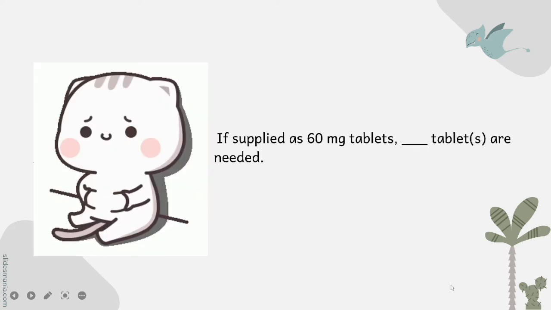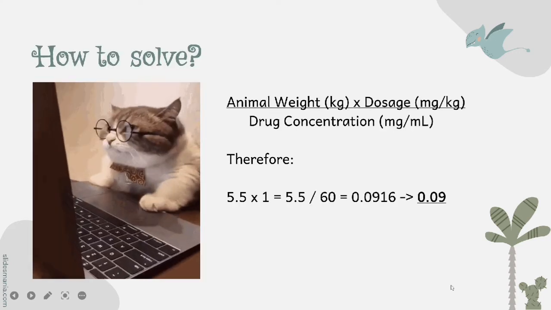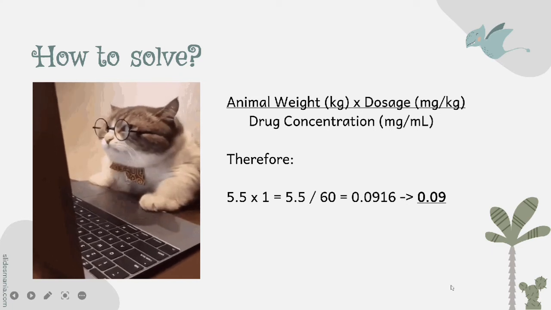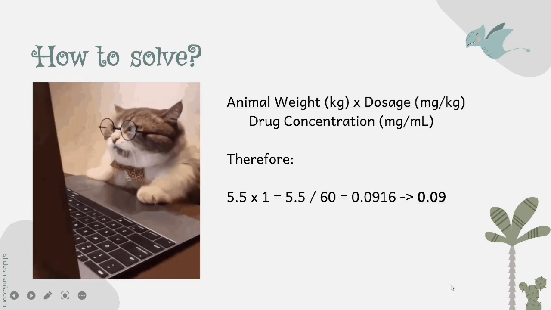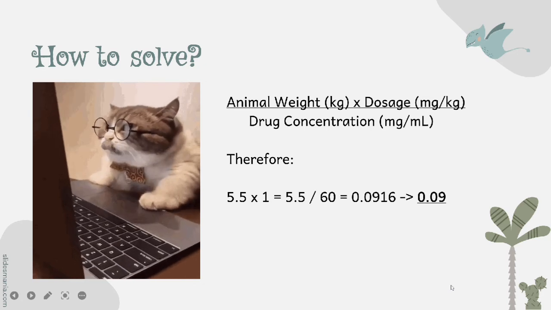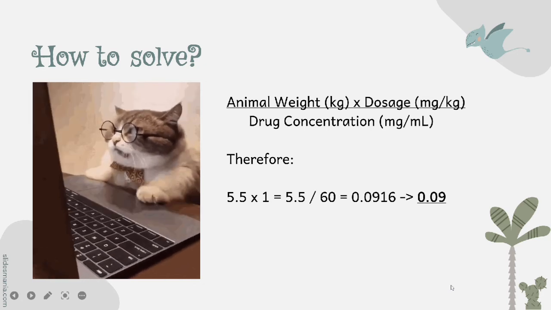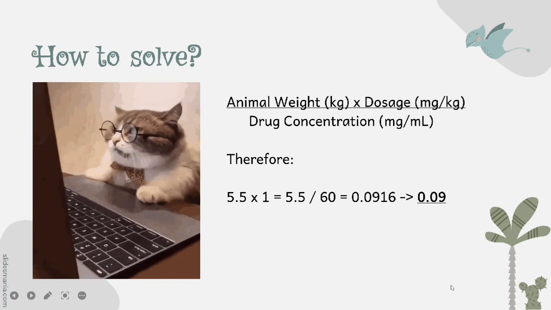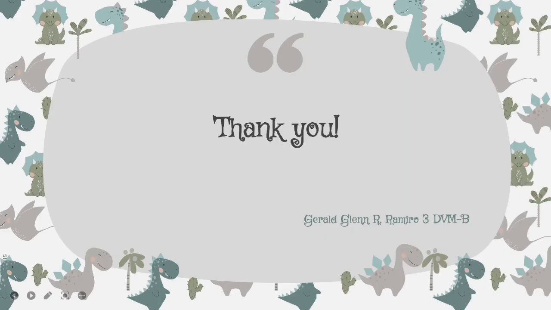If supplied as 60 mg tablets, how many tablets are needed? How to solve? Animal weight times dosage divided by drug concentration. Therefore, 5.5 times 1 is equal to 5.5. It is divided by 60 is equal to 0.0916 or 0.09. Thank you for listening.